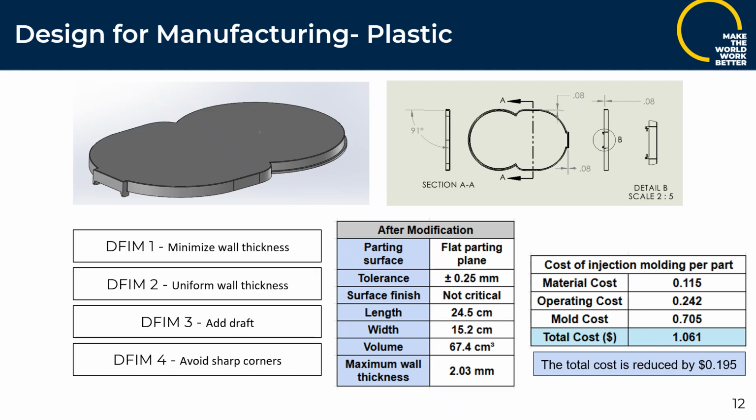These changes reduced the maximum wall thickness from 3 mm to around 2 mm. As a result, the part volume decreased slightly, cooling time improved, and both operating and mold costs were reduced. The updated cost estimate was $1.061 per part, representing a saving of approximately $0.2 compared to the original design.